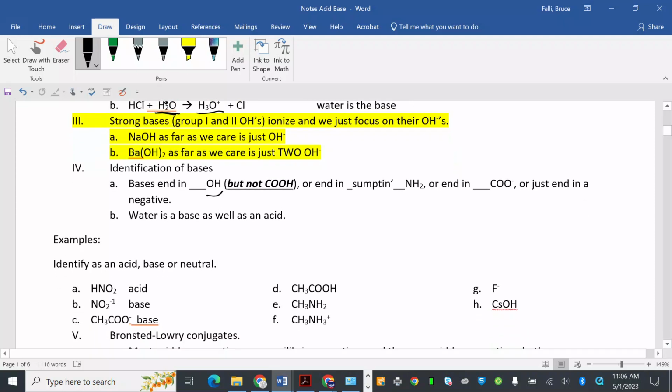Identification of bases. Bases end in OH. Or they end in something NH2. Or they end in COO negative. Or just end in a negative. Water is a base as well as an acid. If you're both, it's called amphiprotic.